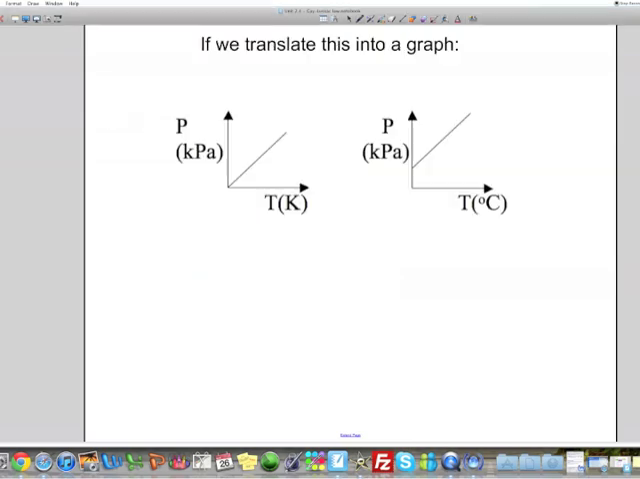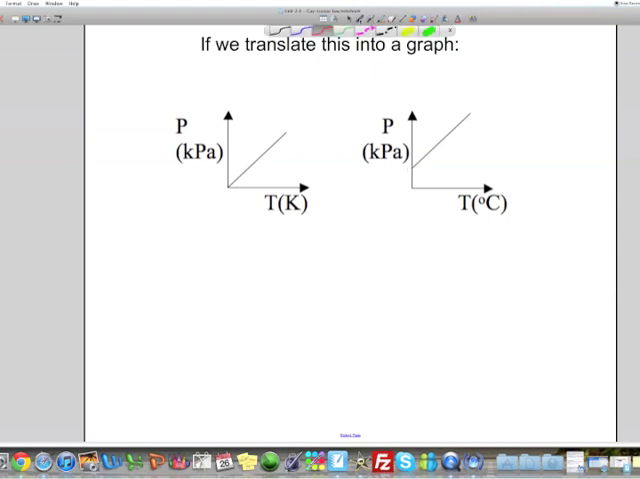Just like for Charles' law with the volume, we have two similar graphs. So again, at 0 degrees Celsius, there is a pressure. You well know in the winter when it's 0 outside, the atmospheric pressure is not 0, right? There is some kind of atmospheric pressure.